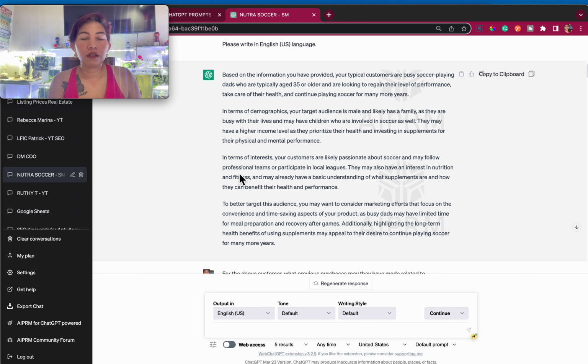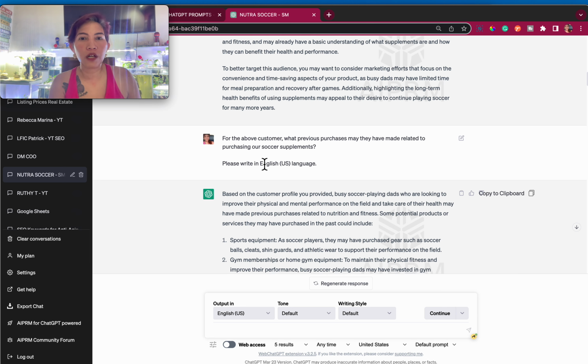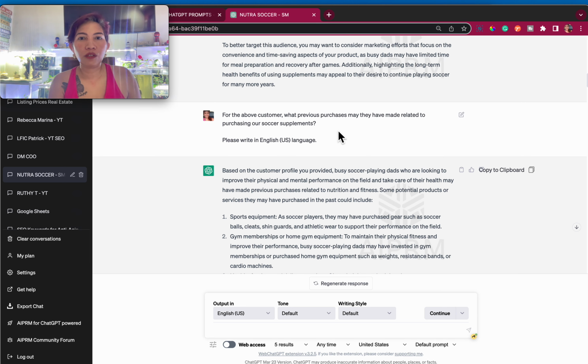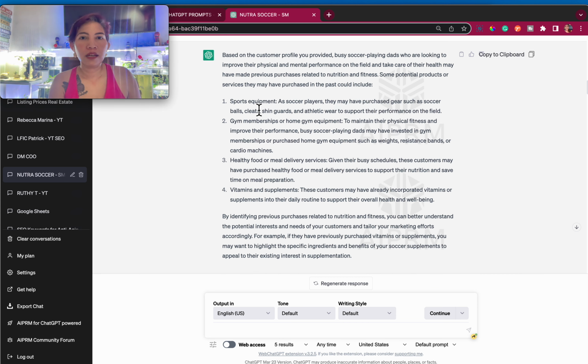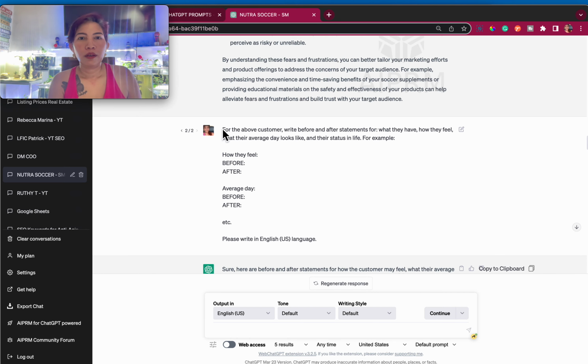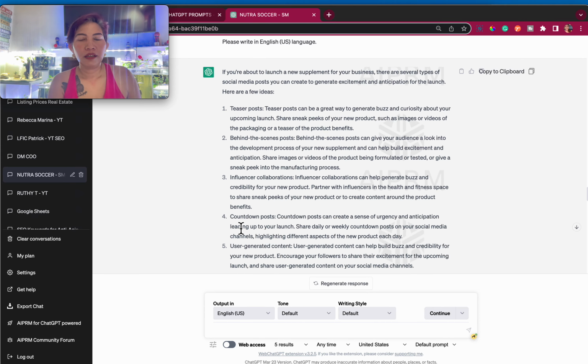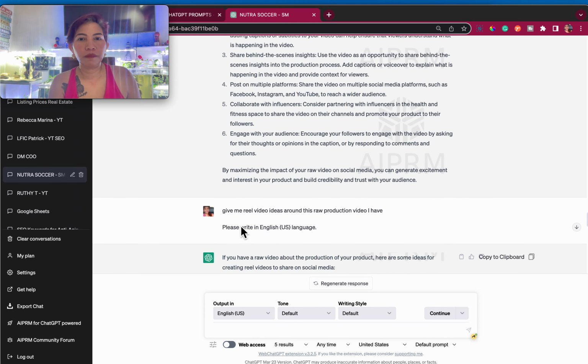So now ChatGPT is going to give us the demographics based on our answer, their interests as well. And then I ask it to give me the previous purchases they may have made related to the product that this client is selling. And then it gave me a list, and so on and so forth. So you see, I also asked for the before and after state of the customer, and it responded accordingly.